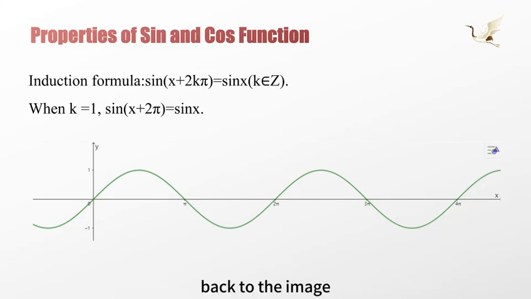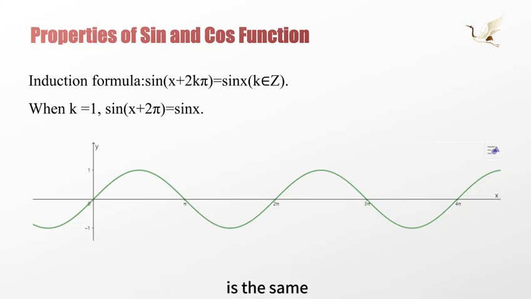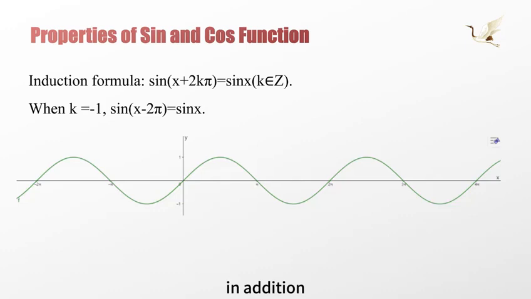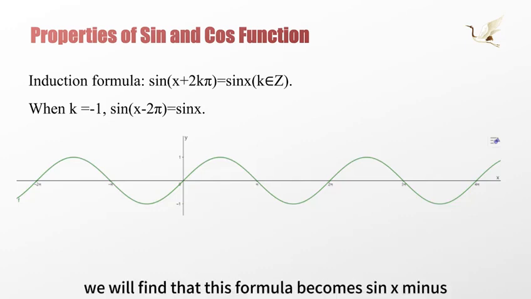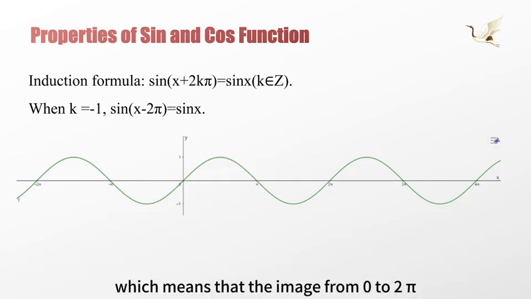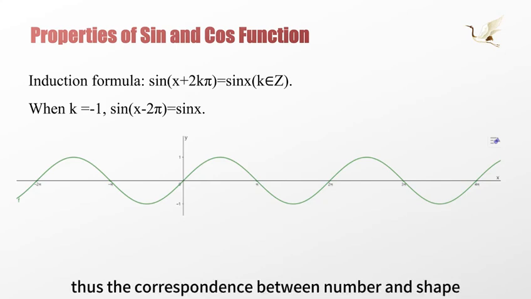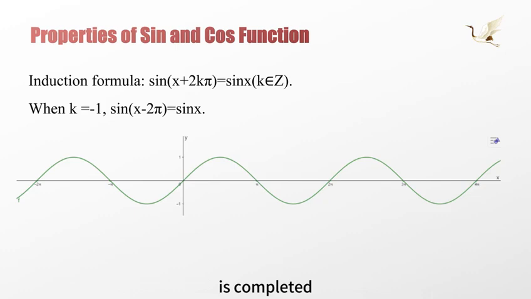Back to the image, it can be understood that the image on 0 to 2 pi and 2 pi to 4 pi is the same. In addition, if we take k as negative 1, we will find that this formula becomes sine of x minus 2 pi equals sine x. That is, the function value of x minus 2 pi is the same as that of x. Going back to the image, this means that the image from 0 to 2 pi is the same as the image from negative 2 pi to 0. Thus, the correspondence between number and shape is completed.